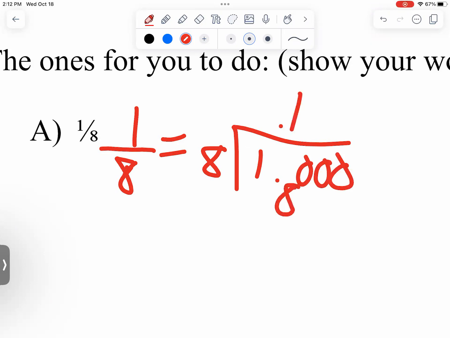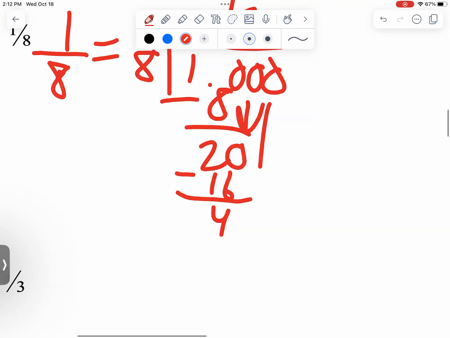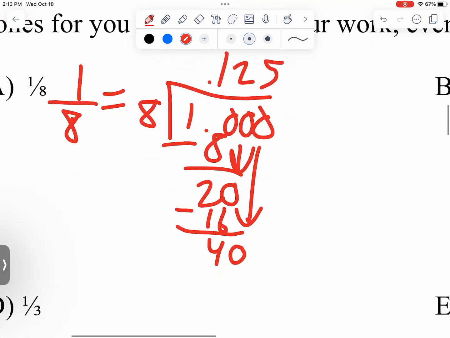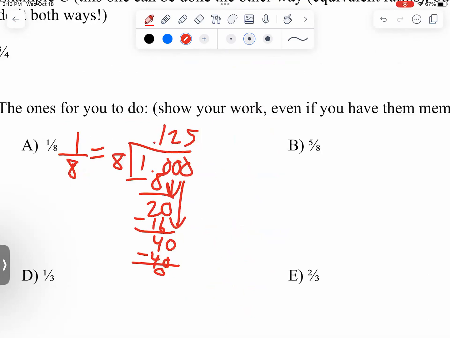8 times 1 is 8. Bring down our 0. 8 times 2 is 16. Bring down one more 0. And 8 times 5 is 40. So we have the decimal is 0.125, but I ask you for a percent, times 100. So that gives us 12.5%. Okay.